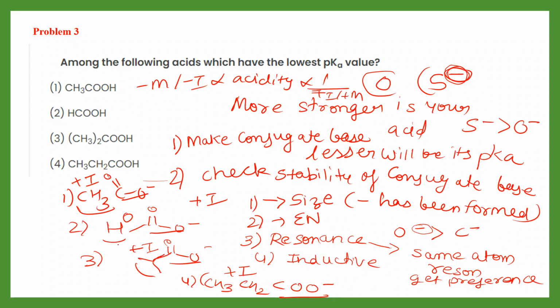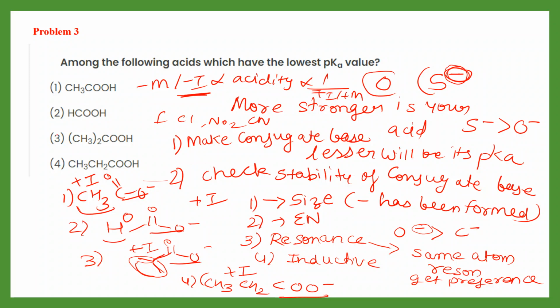Third option? But can you see the third option? We have 2 degree carbon, so this is having more plus I. To increase the acidity, what groups are preferable? Minus I. Minus I are what groups? Like fluorine, chlorine, your NO2, your CN. These are minus I and minus M groups.